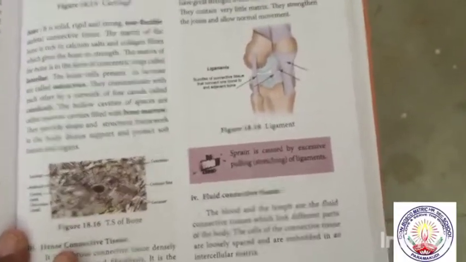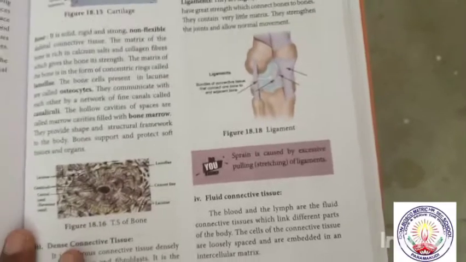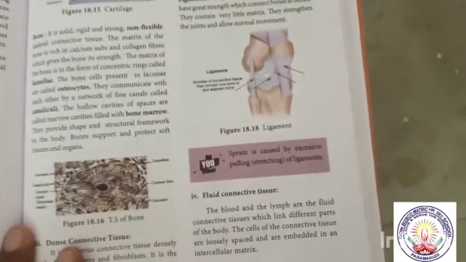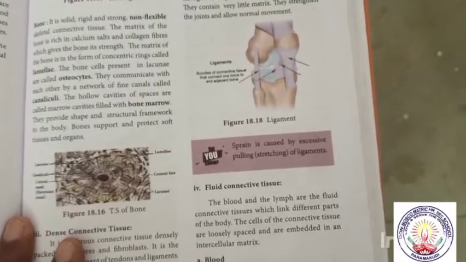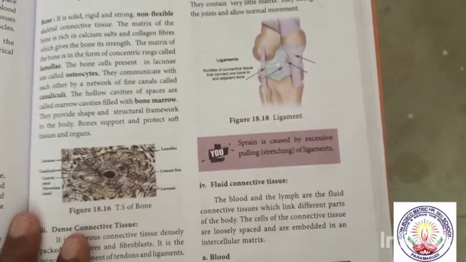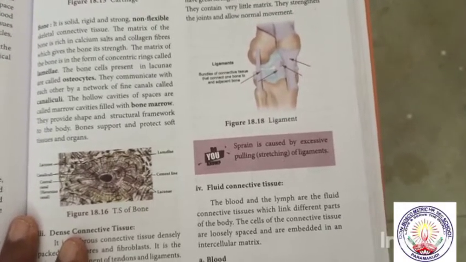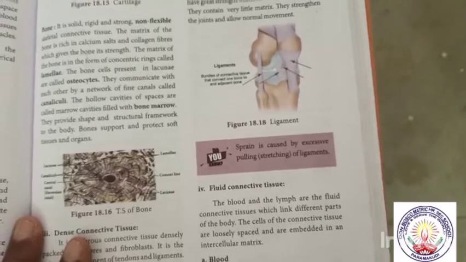Next, fluid connective tissues. Blood and lymph are the fluid connective tissues which link different parts of the body. The cells of the connective tissues are loosely spaced and are embedded in an intercellular matrix.